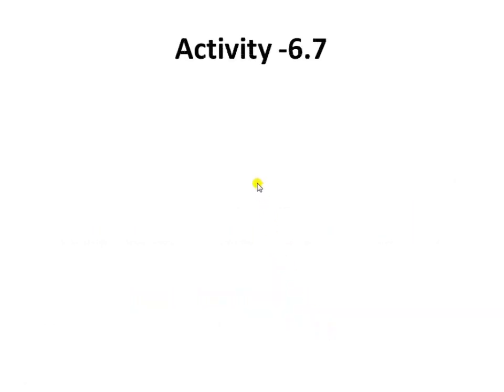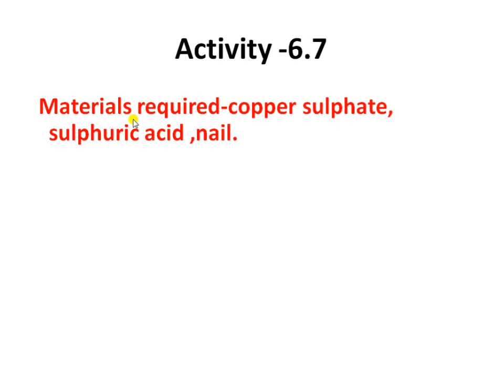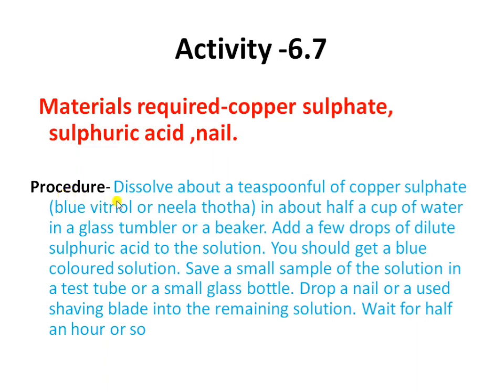Moving on, next activity, that is activity 6.7. The materials required for this activity are copper sulfate, sulfuric acid, and a nail. The procedure for this activity is, first dissolve about a teaspoon of copper sulfate or blue vitriol in about half a cup of water or in a glass tumbler. Then add a few drops of dilute sulfuric acid to the solution.